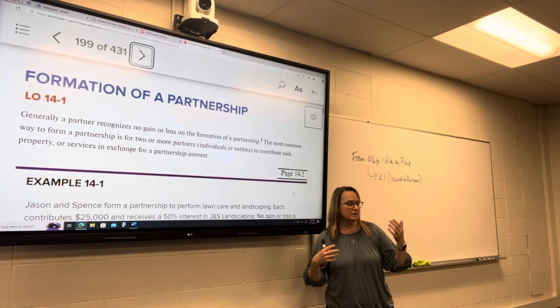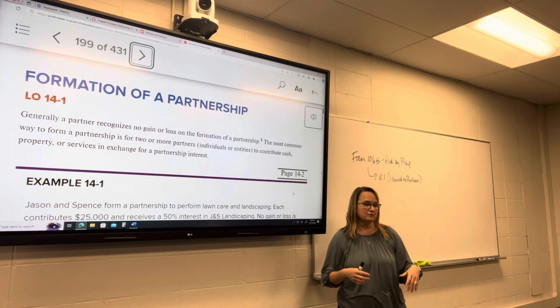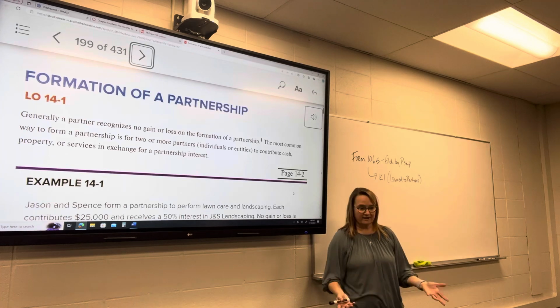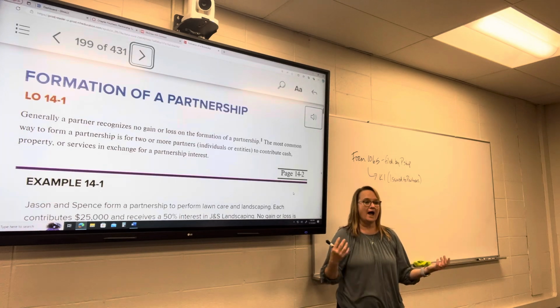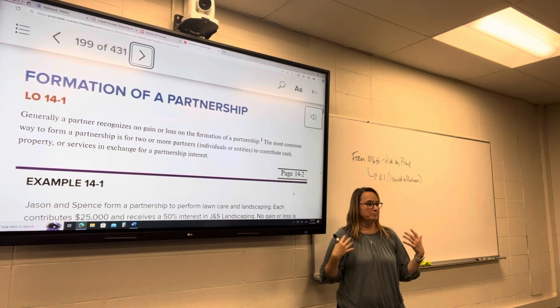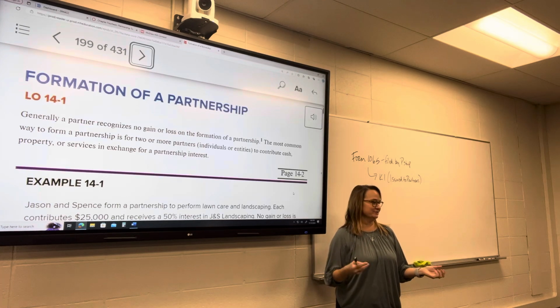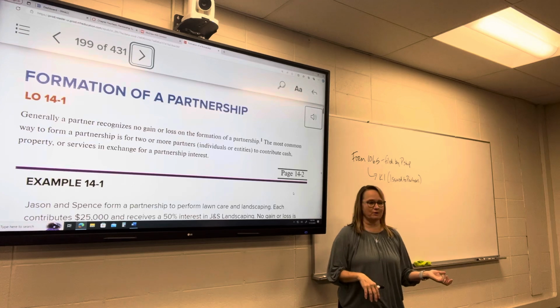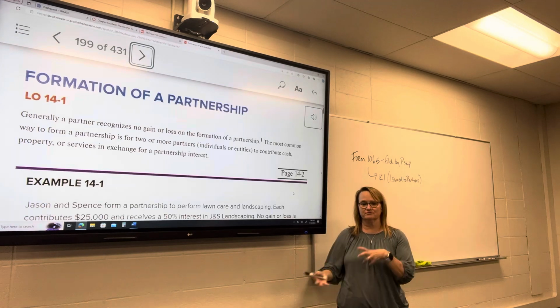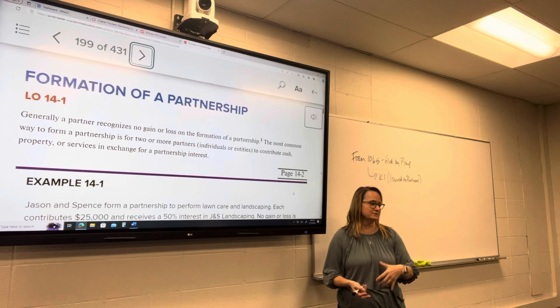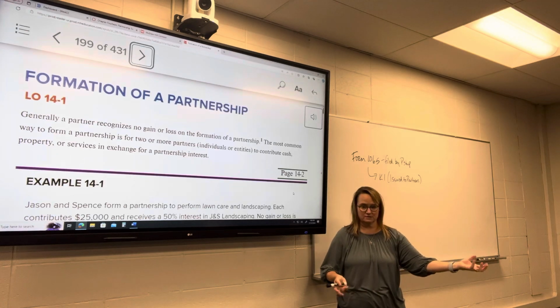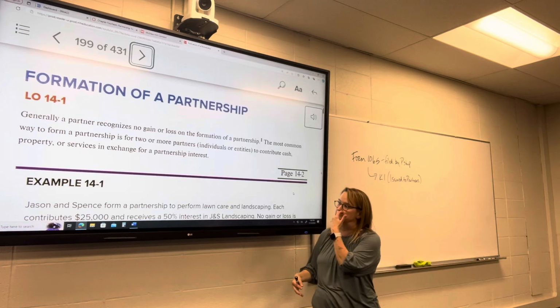Another way is through property, right? So maybe Drew contributes $1,000 cash to our partnership. I don't have $1,000 in cash, but I have a really beaten up truck that's worth $1,000. And so I contribute that truck to the partnership, and we're still equal partners because the fair market value of my truck was $1,000. His $1,000 was $1,000. So now we're still 50-50 partners.